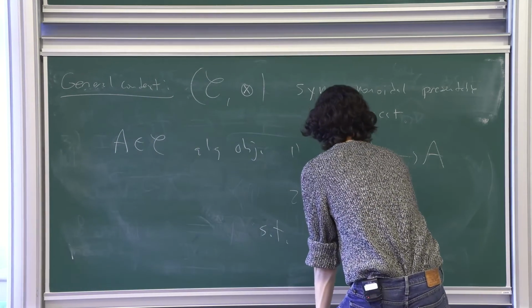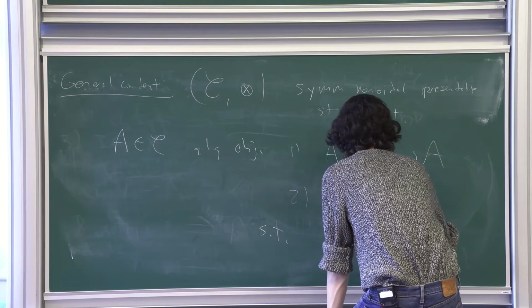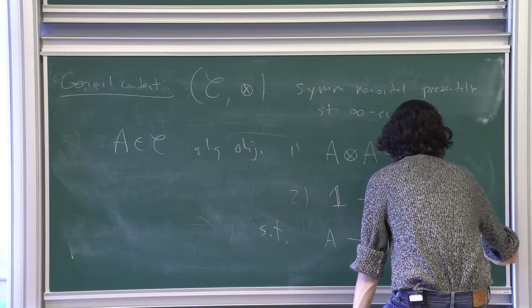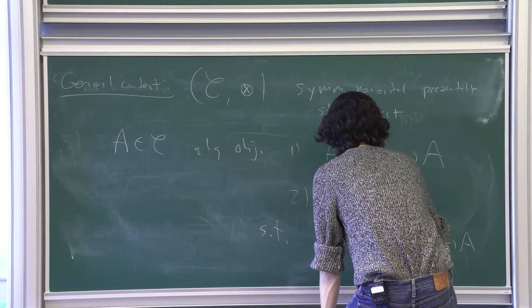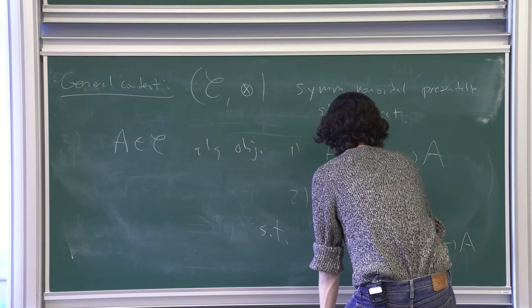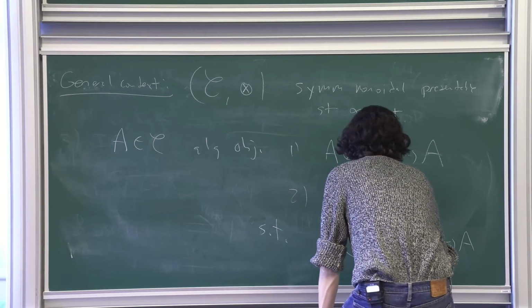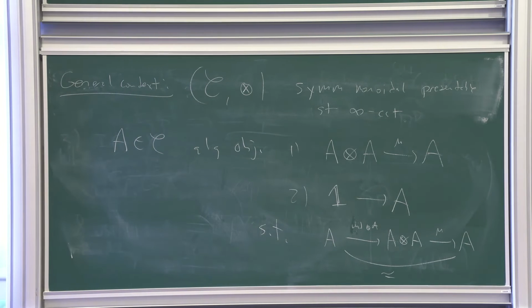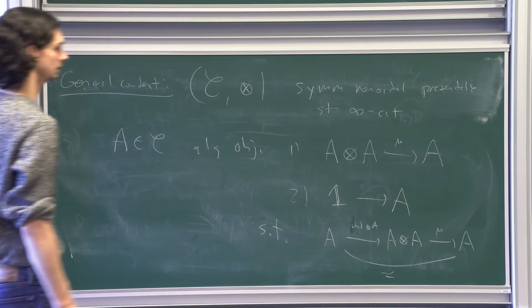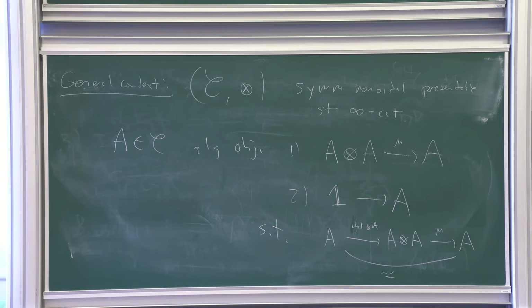So let's say unit tensor A, and then multiplication. This is an isomorphism. So you said that you don't require any associativity or... No, nothing, yeah. It's really, really weak.